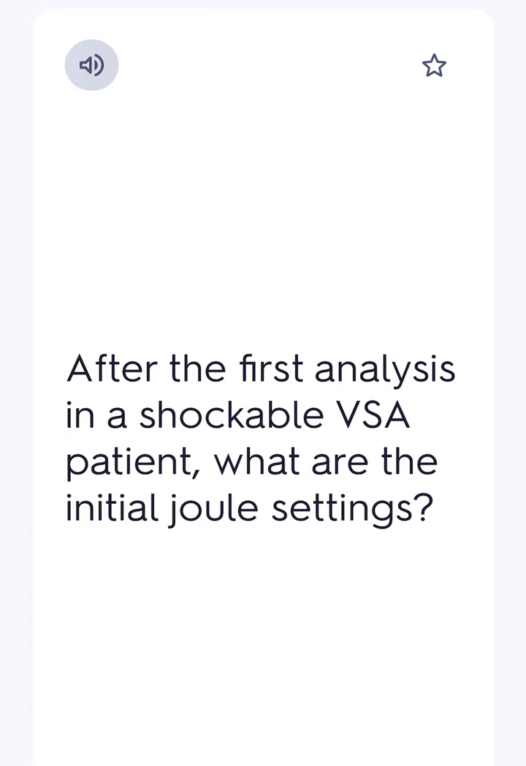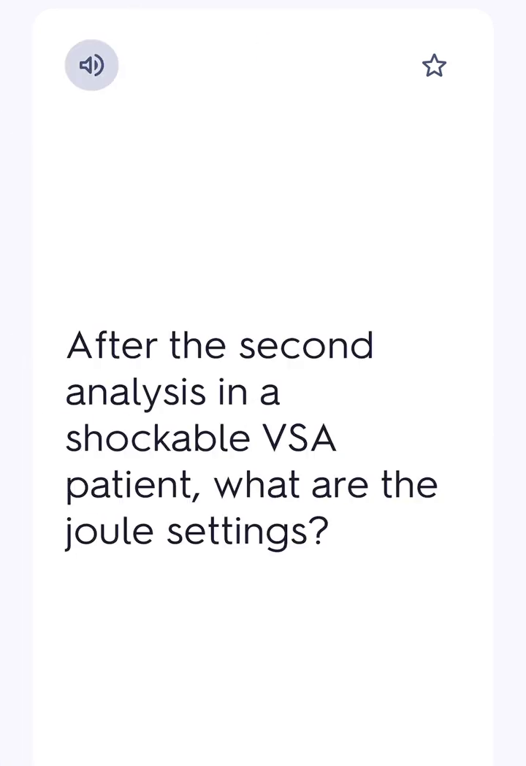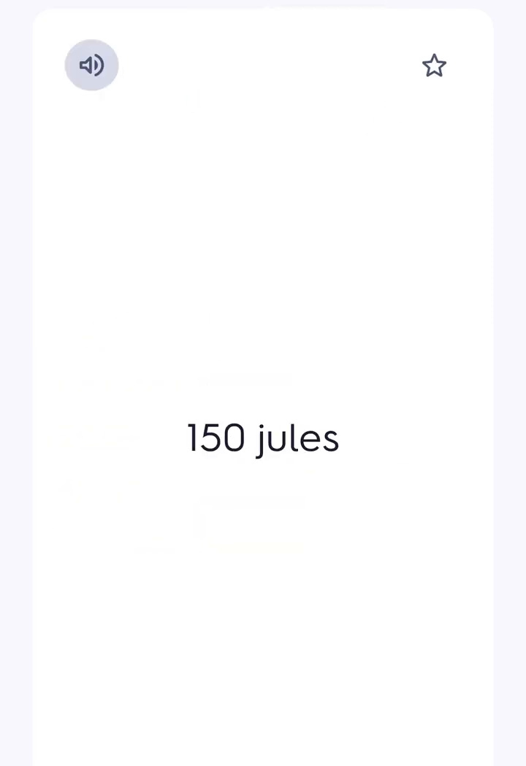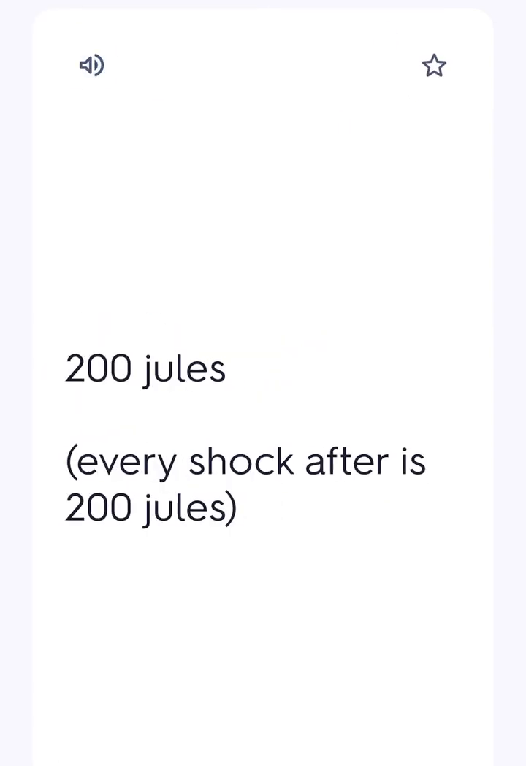After the first analysis in a shockable VSA patient, what are the initial joule settings? 120 joules. After the second analysis in a shockable VSA patient, what are the joule settings? 150 joules. After the third analysis in a shockable VSA patient, what are the joule settings? 200 joules.